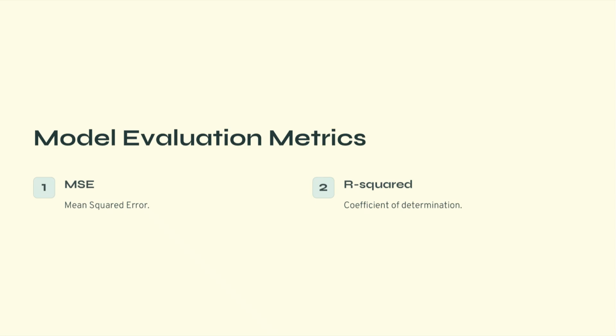After training the model, we must evaluate its performance. Model evaluation determines whether the model is accurate and reliable. For regression problems such as linear regression, two common evaluation metrics are used. The first metric is mean squared error. Mean squared error measures the average squared difference between the predicted values and the actual values. If the predicted values are very close to the true values, the mean squared error will be small. A large mean squared error indicates that the model's predictions are far from the true values.